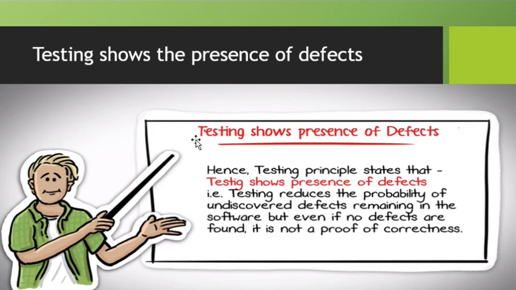No. Even if no defects are found, it is not a proof of correctness. We cannot prove the absence of defects. No matter how many tests we perform, we cannot assure that the product is 100% defect free. The areas which we explored can be defect free, but the areas which were unexplored may have some defects.